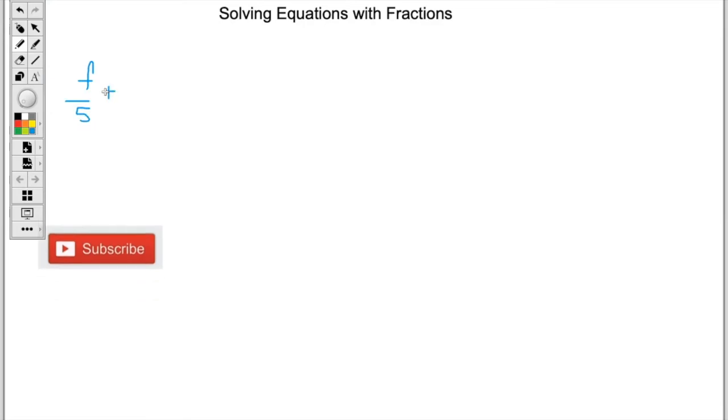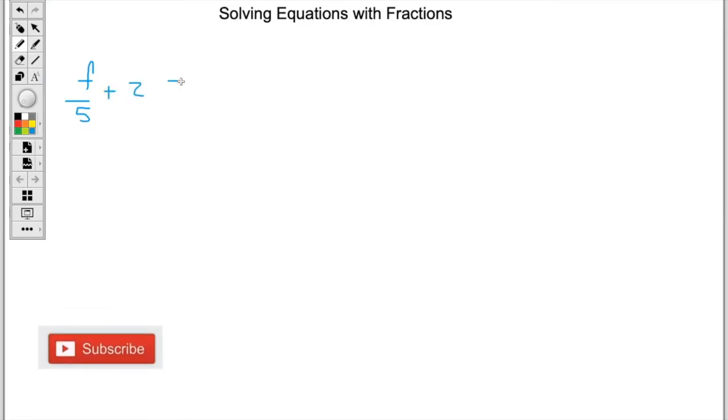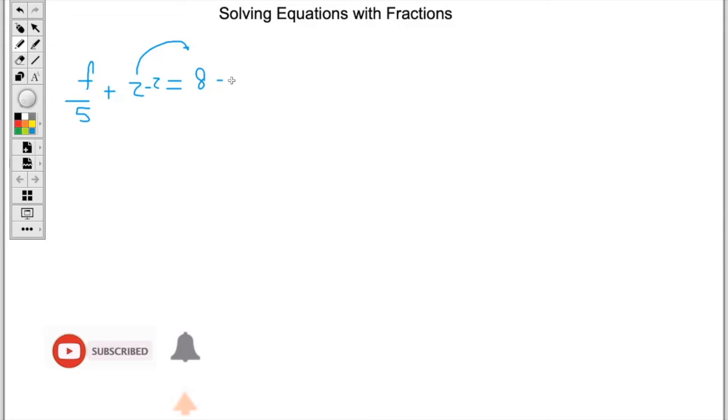So when we have an equation, we see an equal sign. Because I have plus 2 that's not attached to the fraction, I need to carry it over and there's a sign change. So we can subtract 2 on both sides. Subtracting 2, the left hand side would cancel, so 2 minus 2 is 0. We're just left with a fraction, which is f over 5 is equal to 8 minus 2, that's 6.